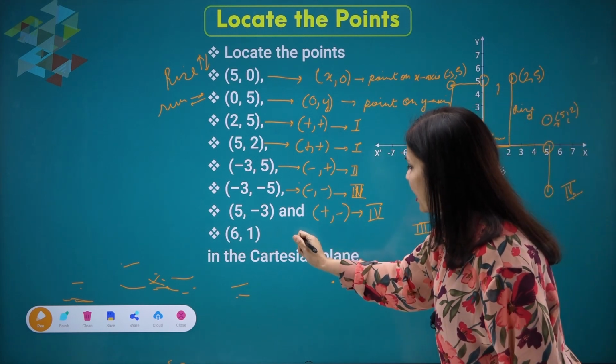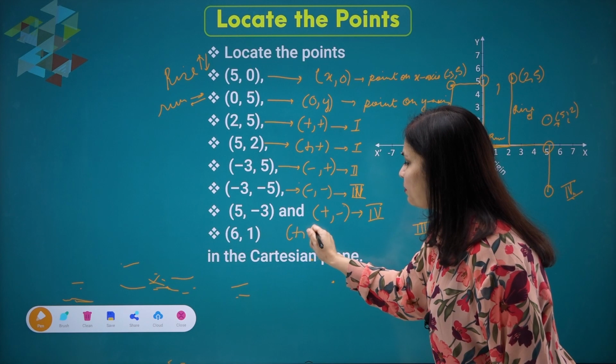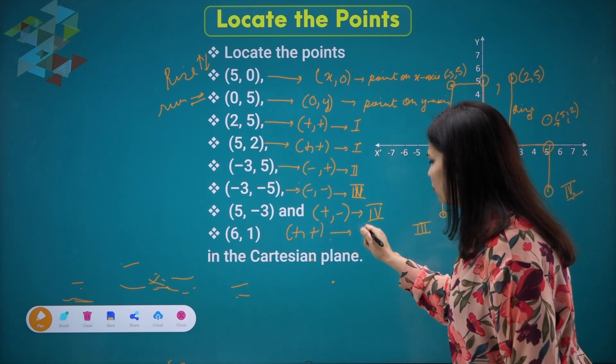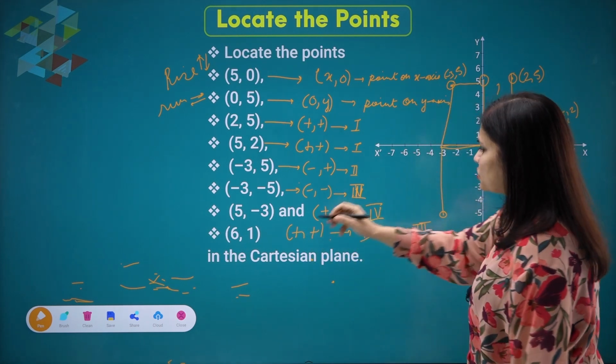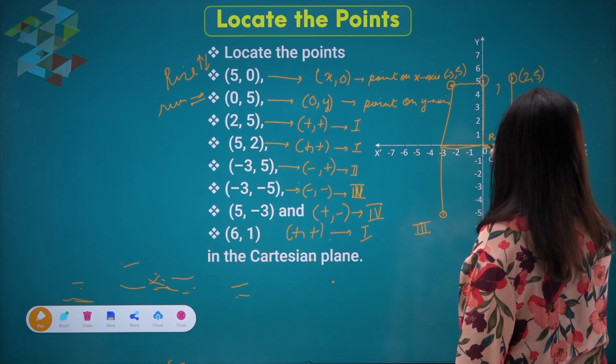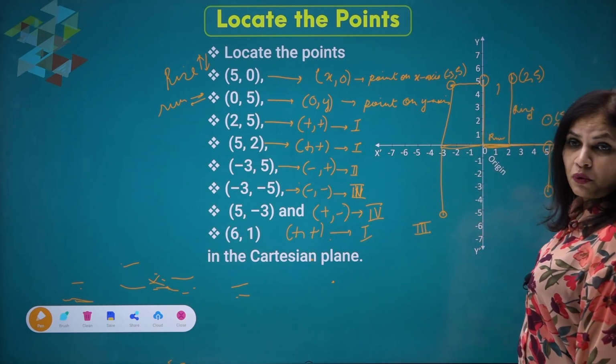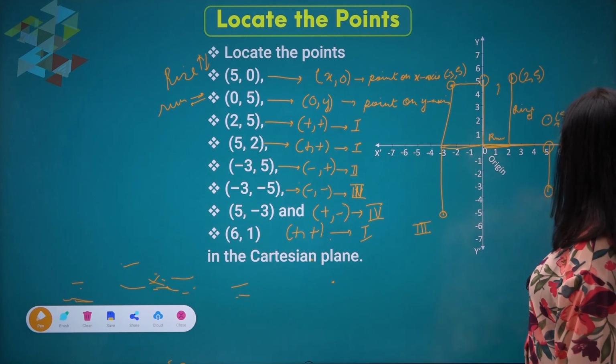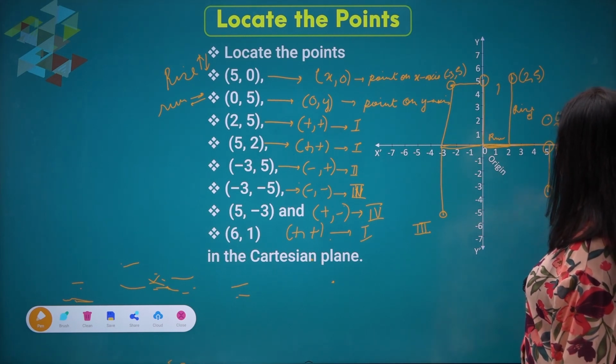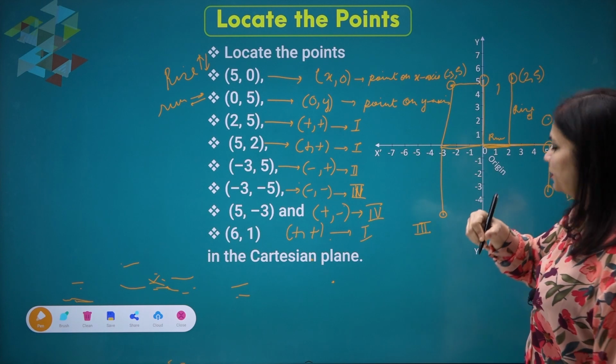Similarly, 6 and 1, both x and y are positive, and this we have already seen lies in the first quadrant. So, 6 steps to the right and 1 step above. So, finally my point will lie here.